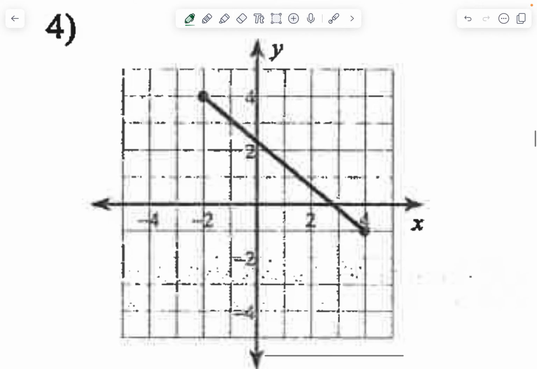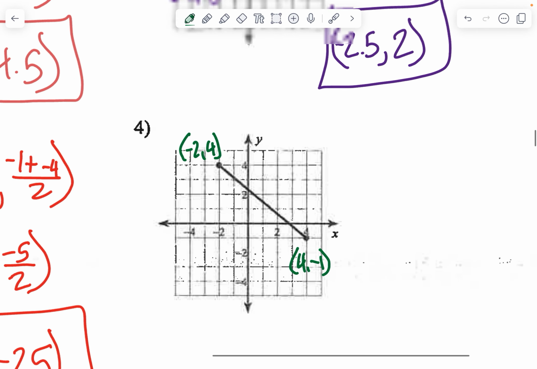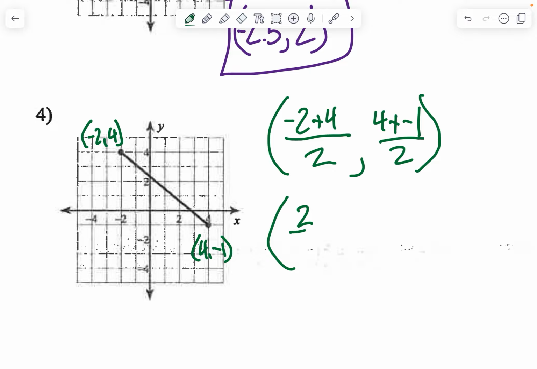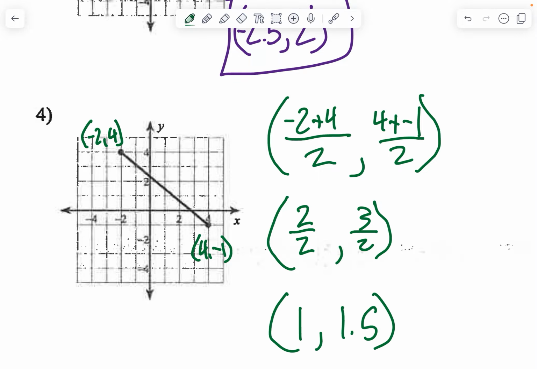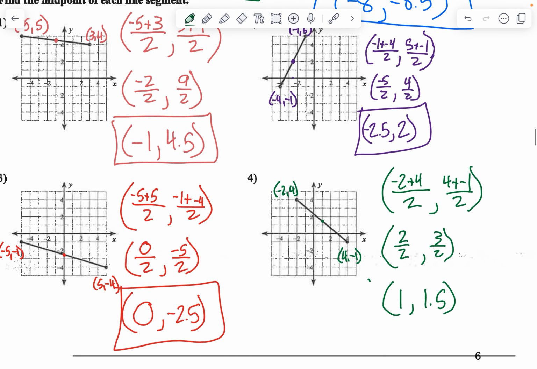So for our last one, we have a negative 2, 4, and a 4, negative 1. To finish this up, let's go through and do the midpoint formula. Negative 2 plus 4 over 2. 4 plus negative 1 over 2. That's going to give us a positive 2 over 2 for the x, a positive 3 over 2 for the y, which when simplified gives me a 1.5. As I go to the graph to check, we go to 1.5, boom, looks in the middle to me. I feel very good about that answer.